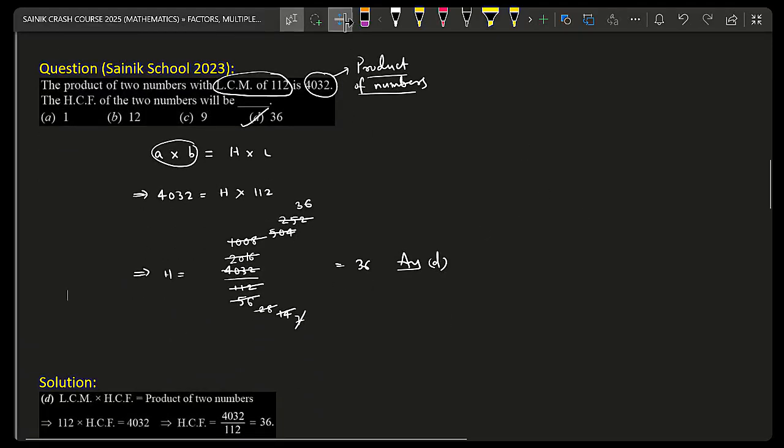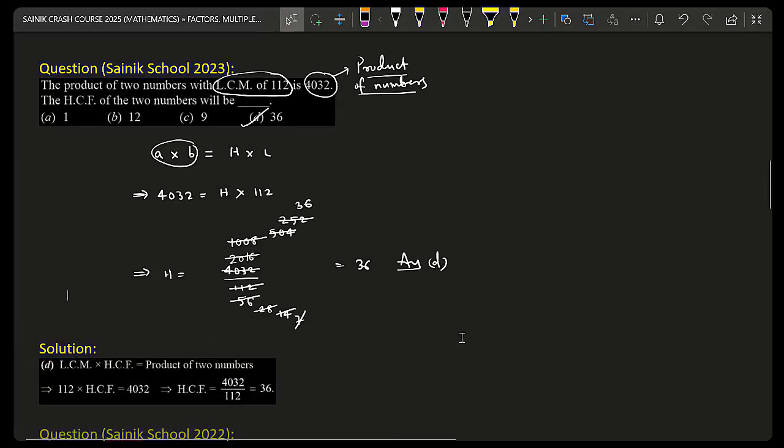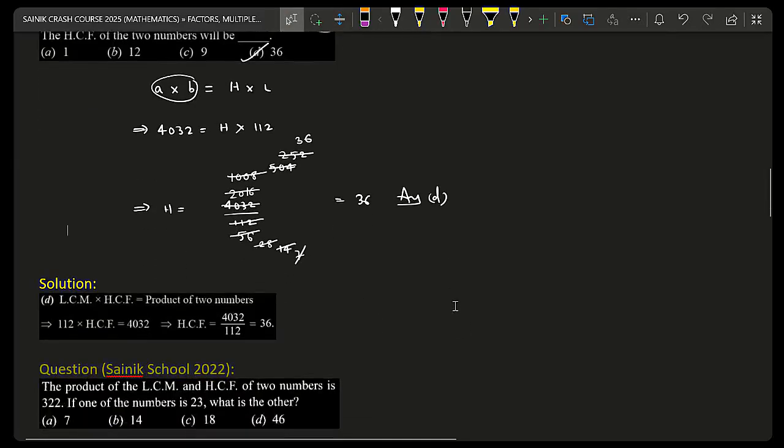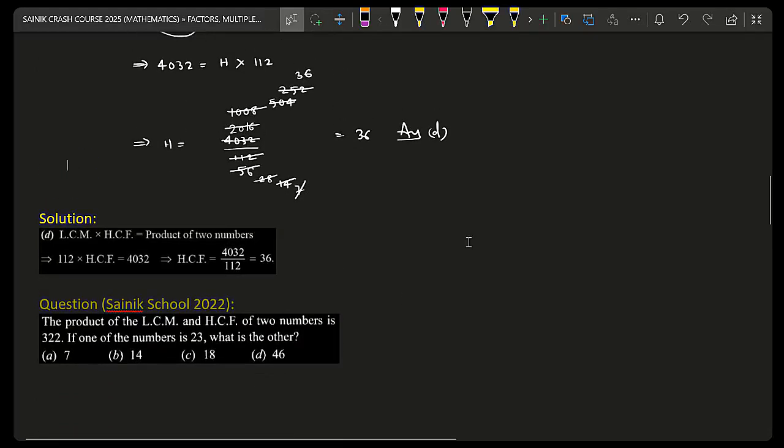So everybody, we got the answer, that is 36. That is option D. So you can try the next question, all of you. The product of the LCM and HCF of two numbers is given 322. This question came in 2022, Sainik school exam 2022. If one of the numbers is given 23, we should find the other number. What is the other number?